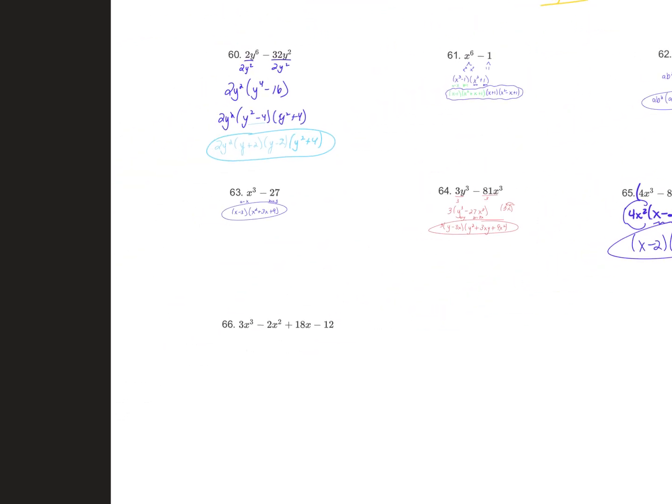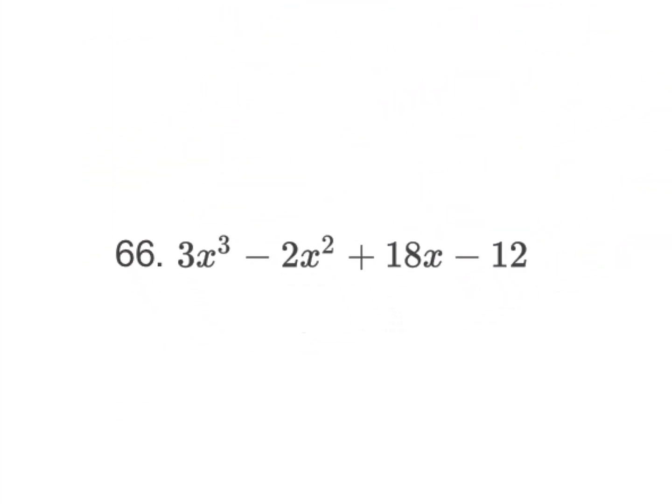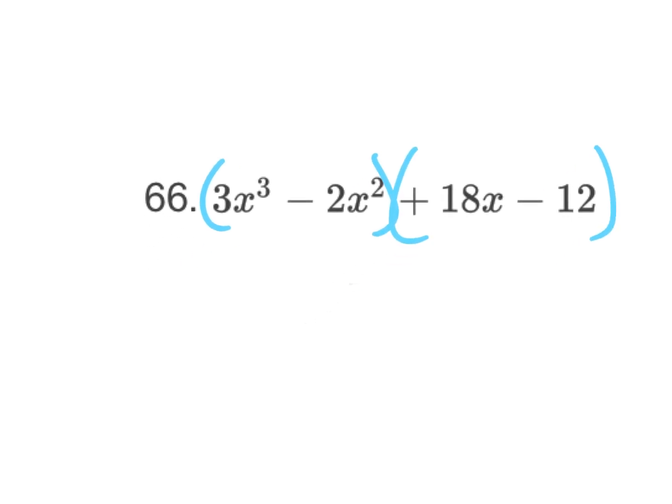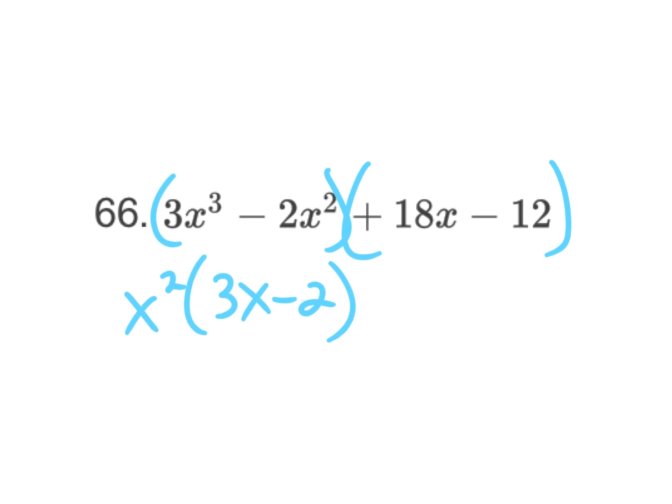All right, scooting now. Got one more. I notice again there's 4 terms. So can I take a single number or letter out of all 4 at one time? No, I can't. So we're going to group the first 2 and the second 2. So what can I take out of 3x cubed and negative 2x squared? Well, I can take out an x squared, and I'm left with 3x minus 2. What can I take out of 18 and 12? I can take out a 6, so plus 6, and I'll be left with 3x minus 2.